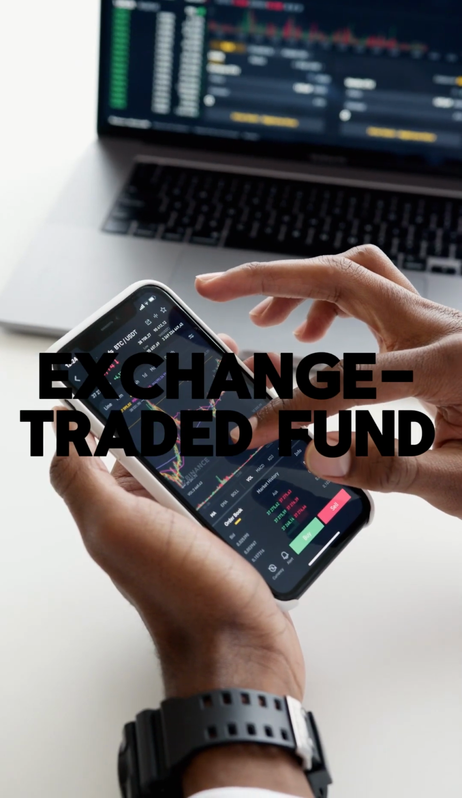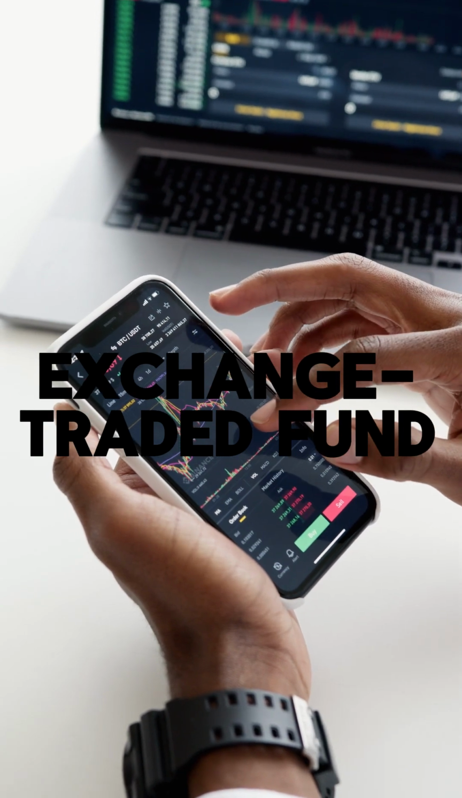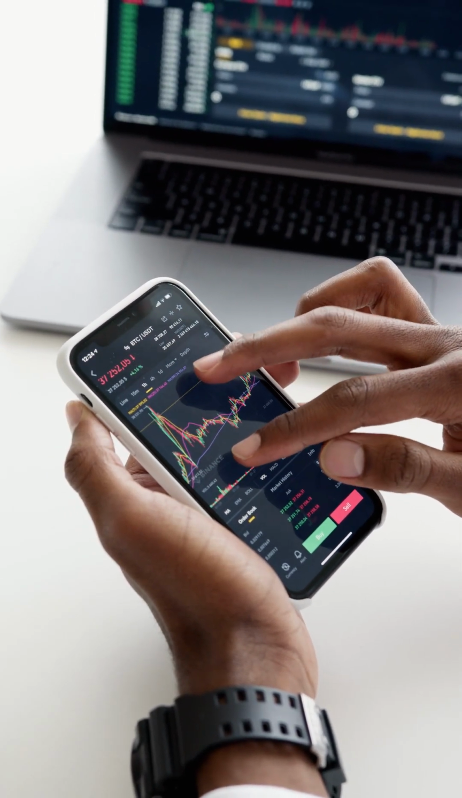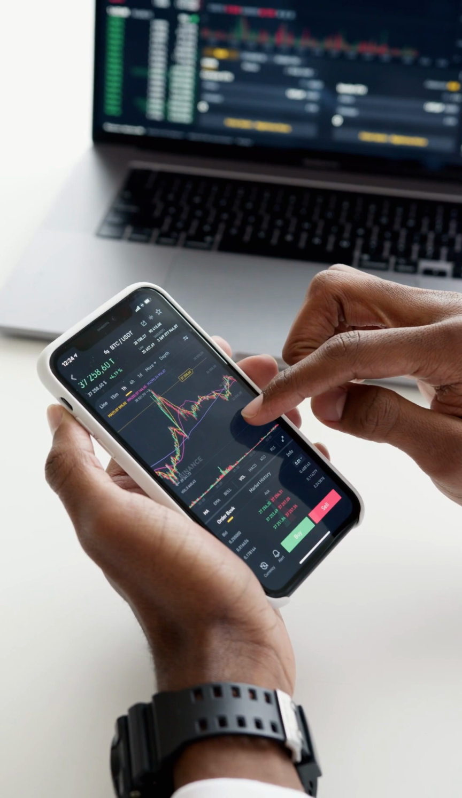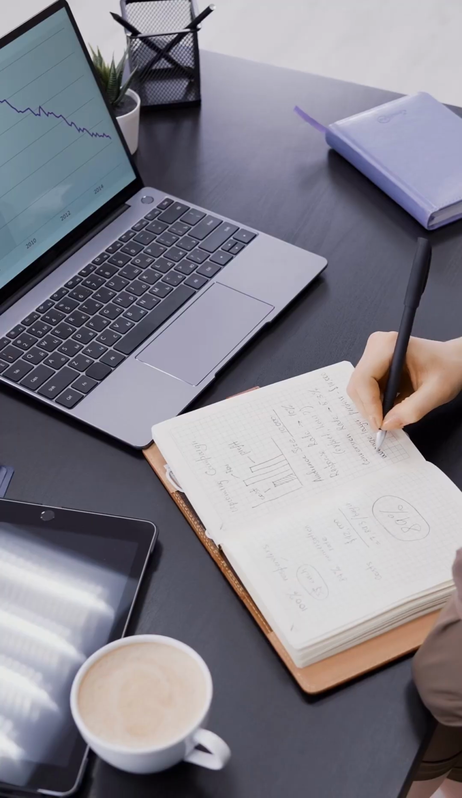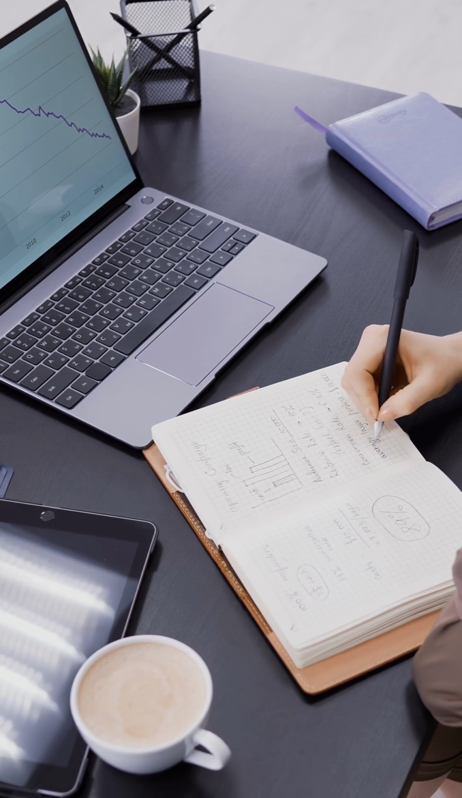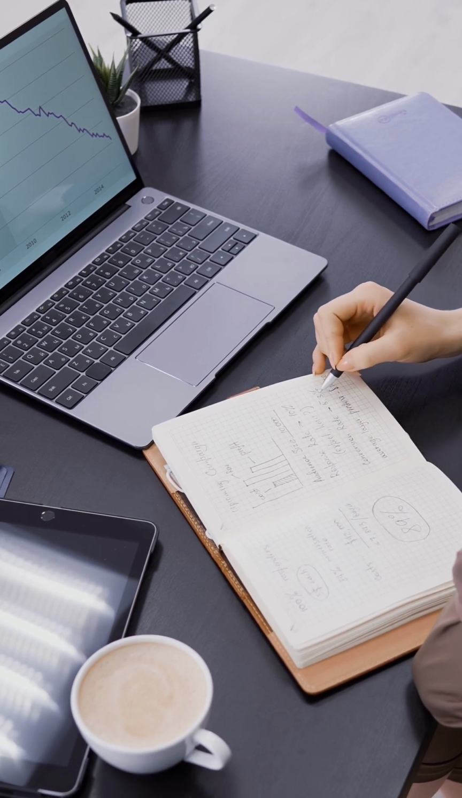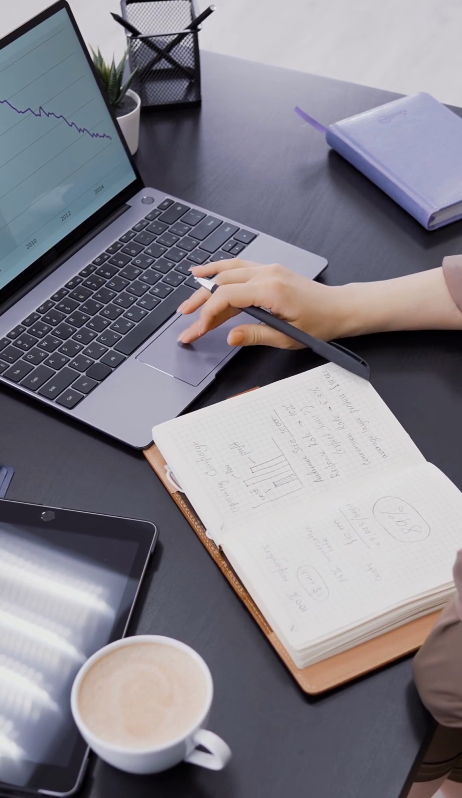ETF, short for exchange-traded fund. An ETF is like a basket of different investments, stocks, bonds, or commodities, bundled together into a single tradable security. It's commonly used for long-term investing, as well as for short-term trading strategies.